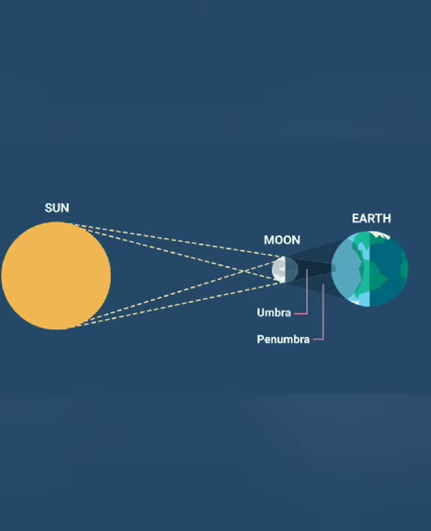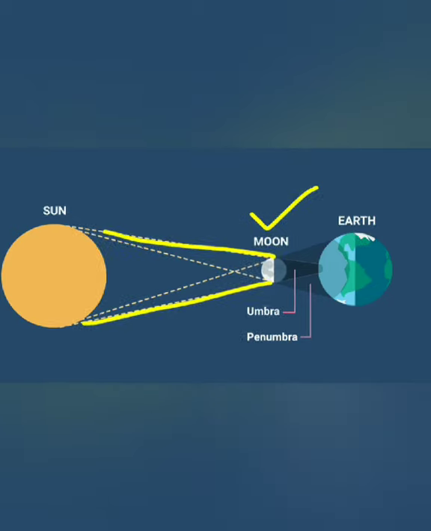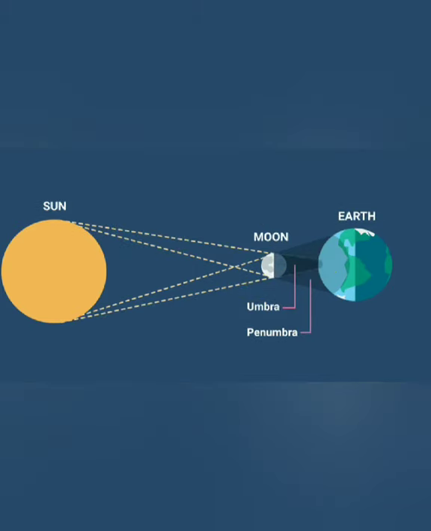In case the moon blocks out the sunlight, as you can see, and its shadow, as this one, falls on the earth. And the moon shadow has two parts. What are they? Umbra, and the second one is penumbra.